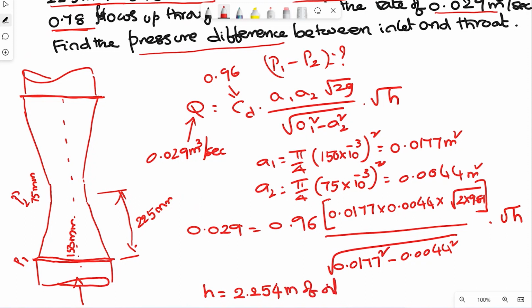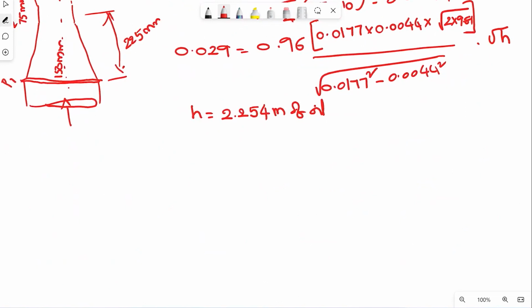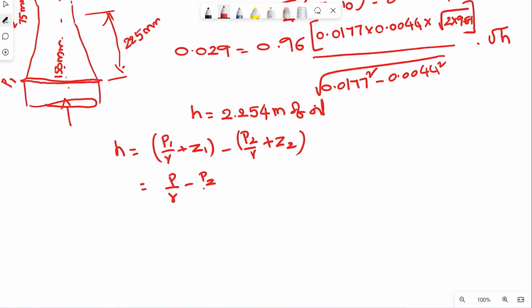So this is what we got. But when the venturi meter is fixed in an inclined pipeline or vertical pipeline, we already mentioned that h is equal to P1 by gamma plus Z1 minus P2 by gamma plus Z2. This is what we have already mentioned. So if I take it, then it is equal to P1 by gamma minus P2 by gamma, plus Z1 minus Z2.